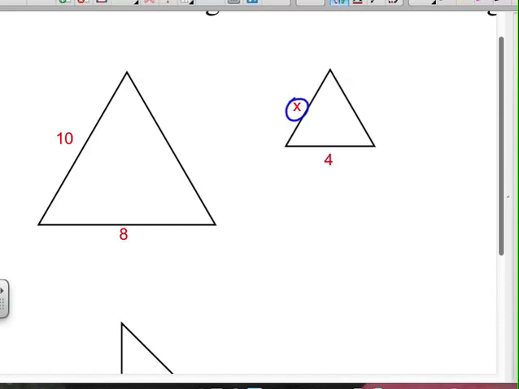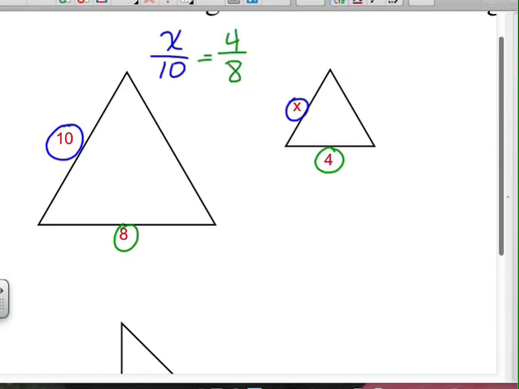Look at the small guy. I circled the x. Who does it correspond with on the big guy? Well, x goes with 10. Small over big. How about the 4? Who does it correspond to? The 8. Small over big. Cross products. Let's see what happens.